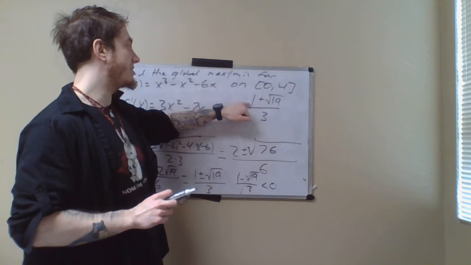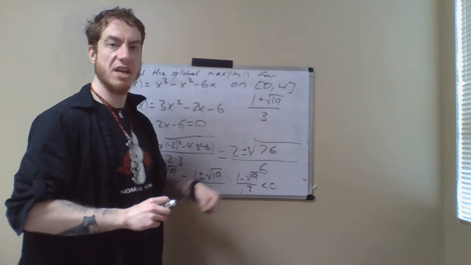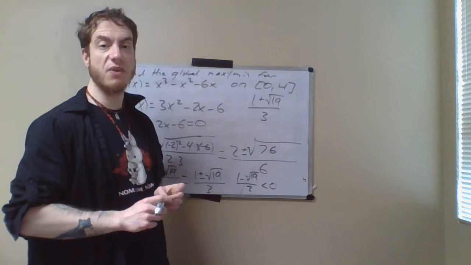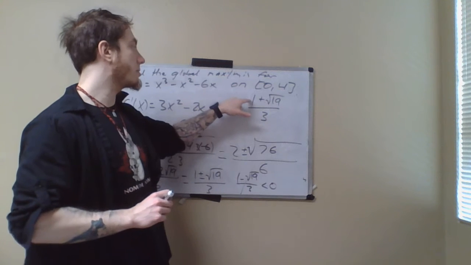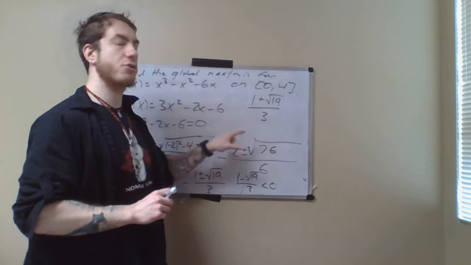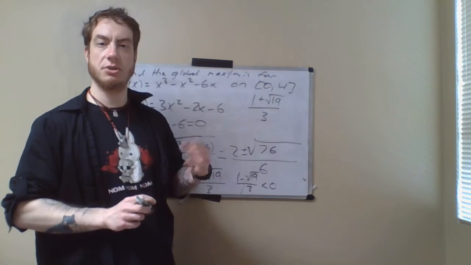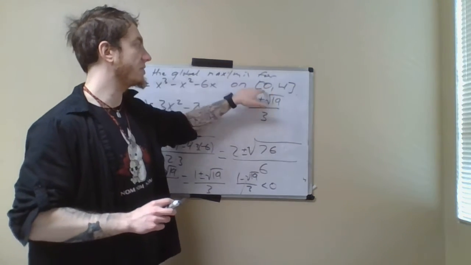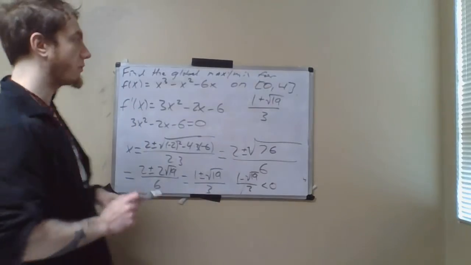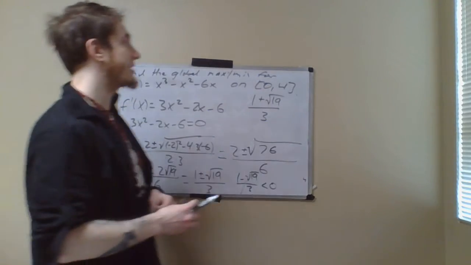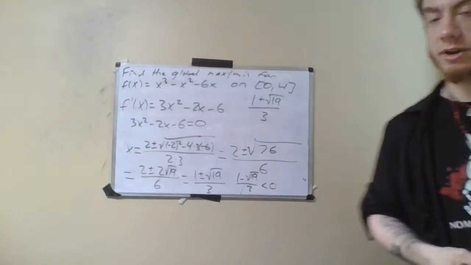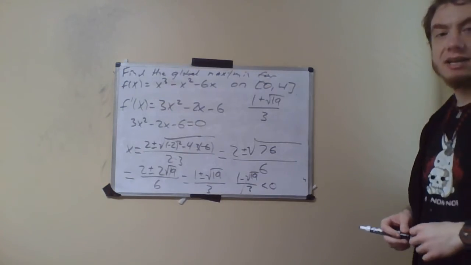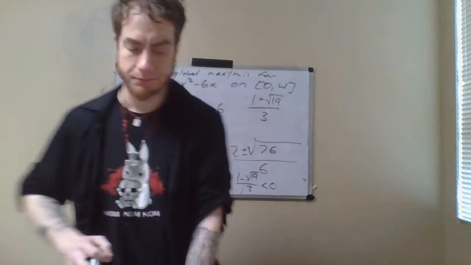That means that 1 plus the square root of 19 is somewhere between 5 and 6. If I take a number between 5 and 6 and divide it by 3, I get something close to 2. It's a little smaller than 2. Well, that is definitely inside the interval from 0 to 4. So this is, in fact, going to be a critical point that is inside the interval here.